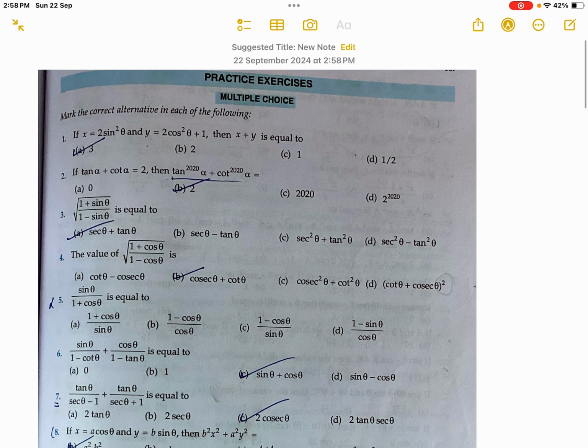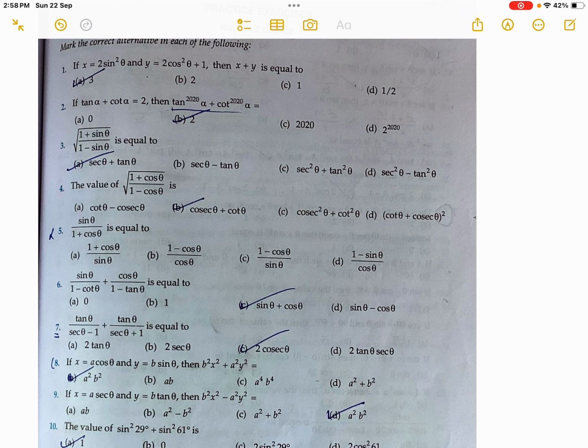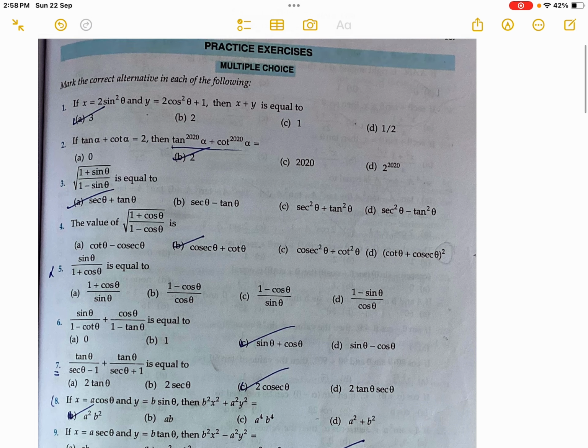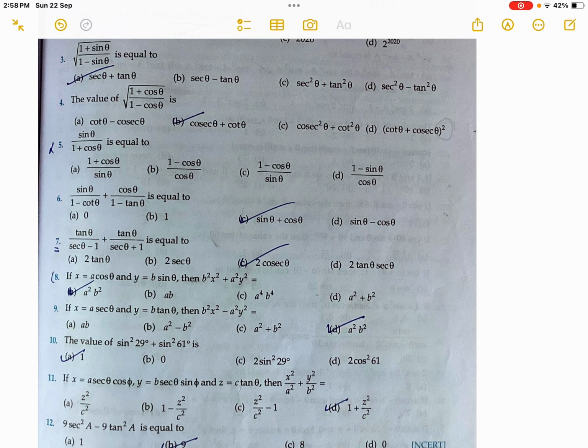1 minus cos theta over sine theta. Option C is correct.